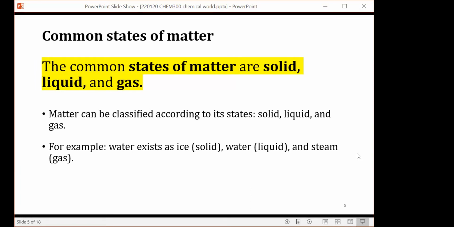Is it a solid, hard? Is it a liquid, right? Kind of moves around to fill a container, whatever shape it is. If it's a gas, it expands to fill the whole room. So we're going to go into more details on these different states of matter and how substances transform from one state to the other as we go through the course.